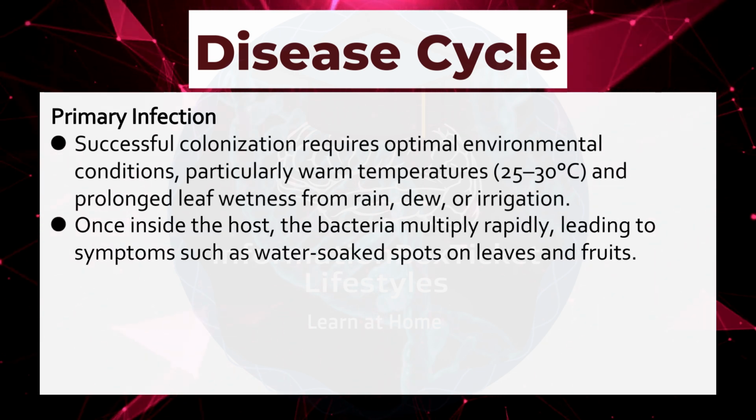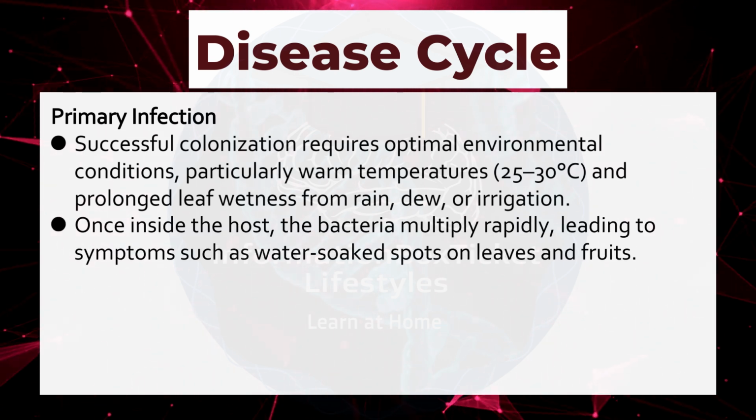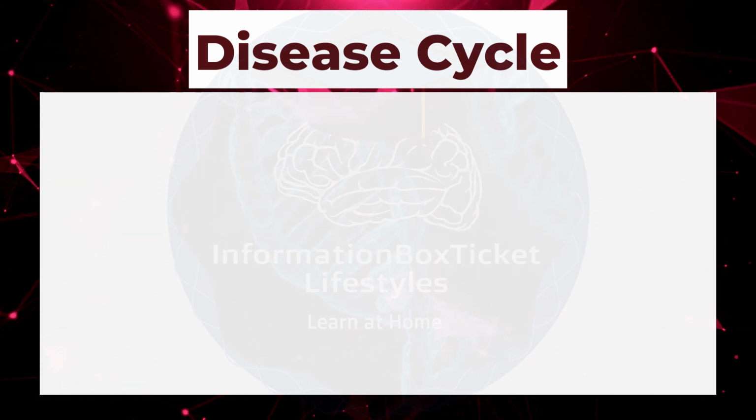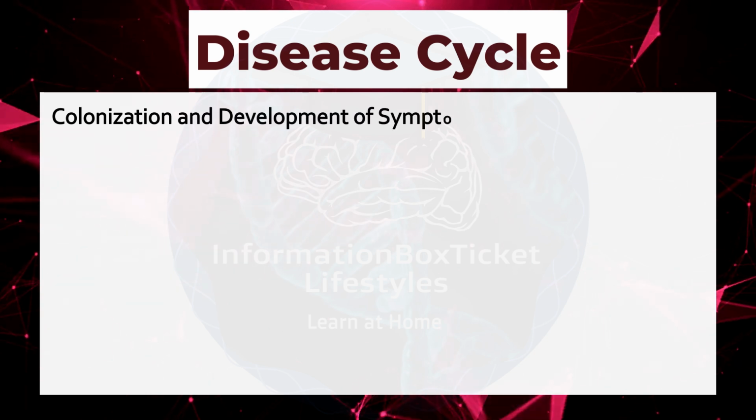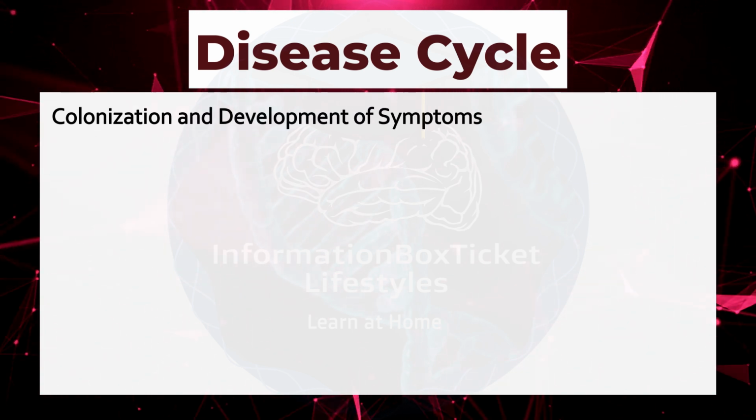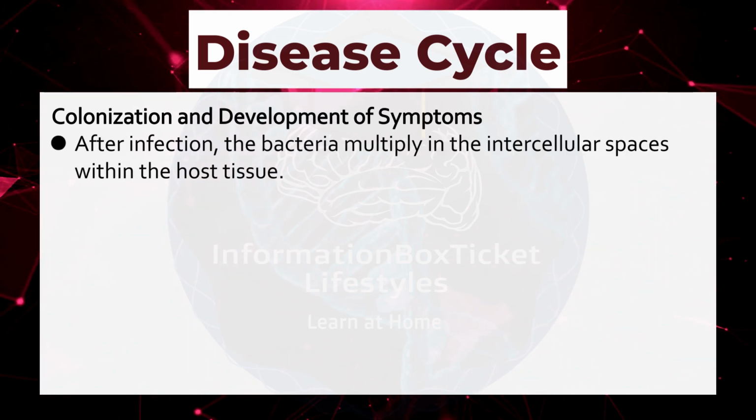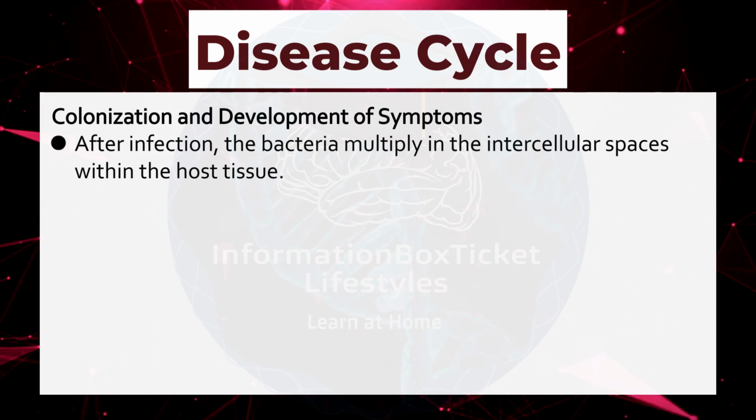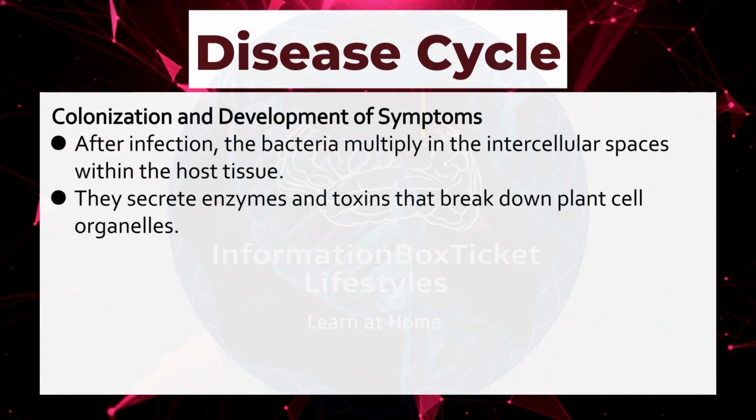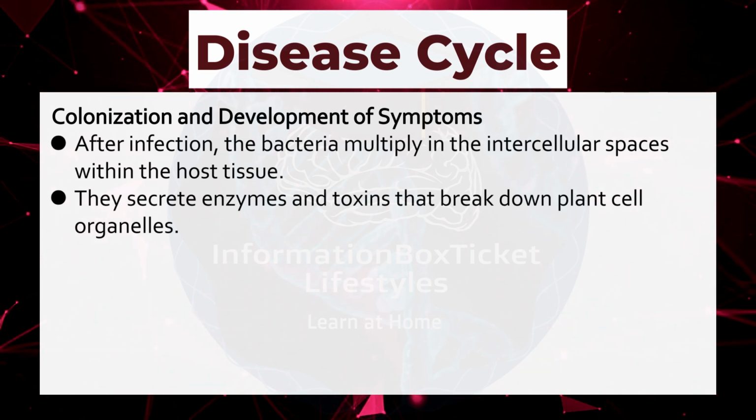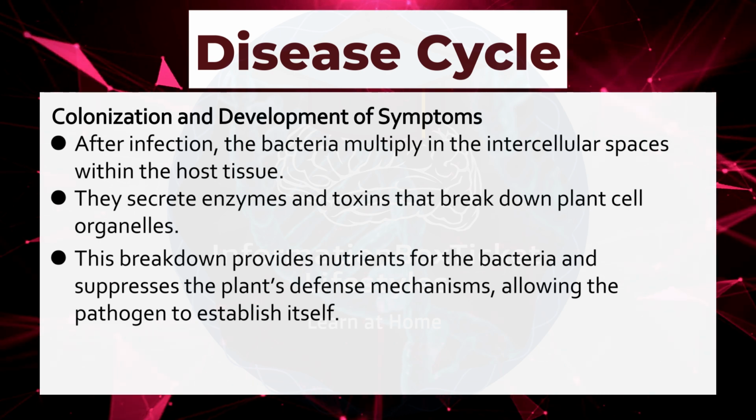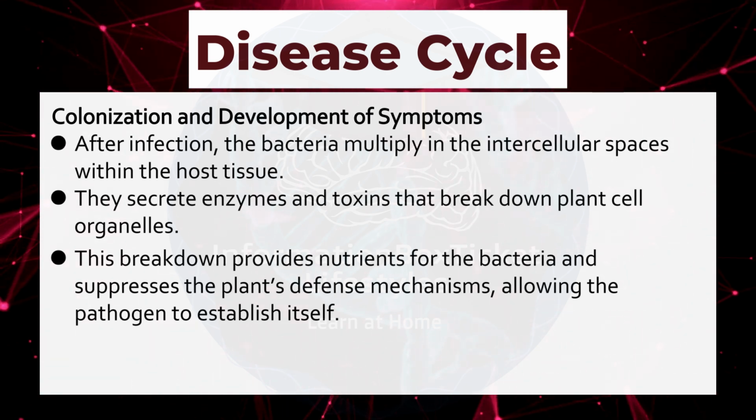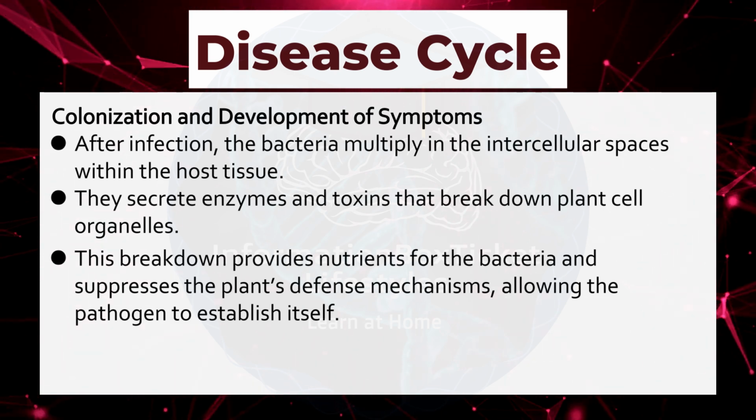Once inside the host, the bacteria multiply rapidly, leading to symptoms such as water-soaked spots on leaves and fruits. Colonization and development of symptoms. After infection, the bacteria multiply in the intercellular spaces within the host tissue. They secrete enzymes and toxins that break down plant cell organelles. This breakdown provides nutrients for the bacteria and suppresses the plant's defense mechanisms, allowing the pathogen to establish itself.